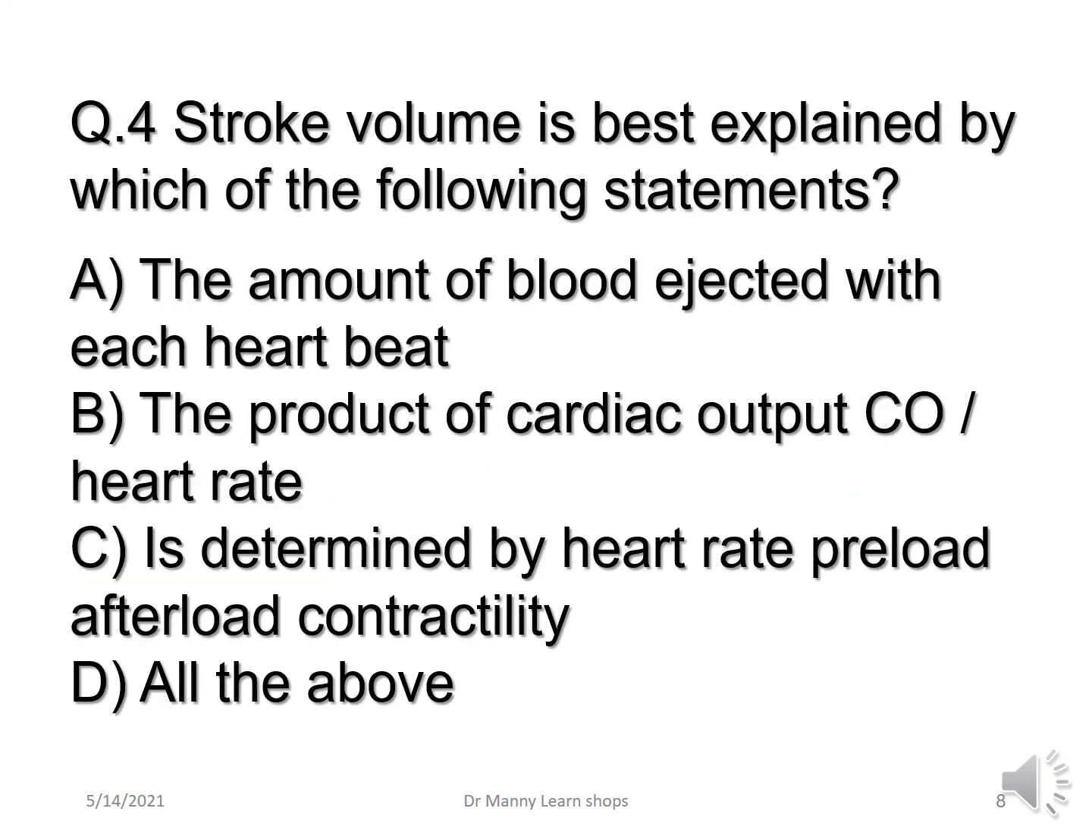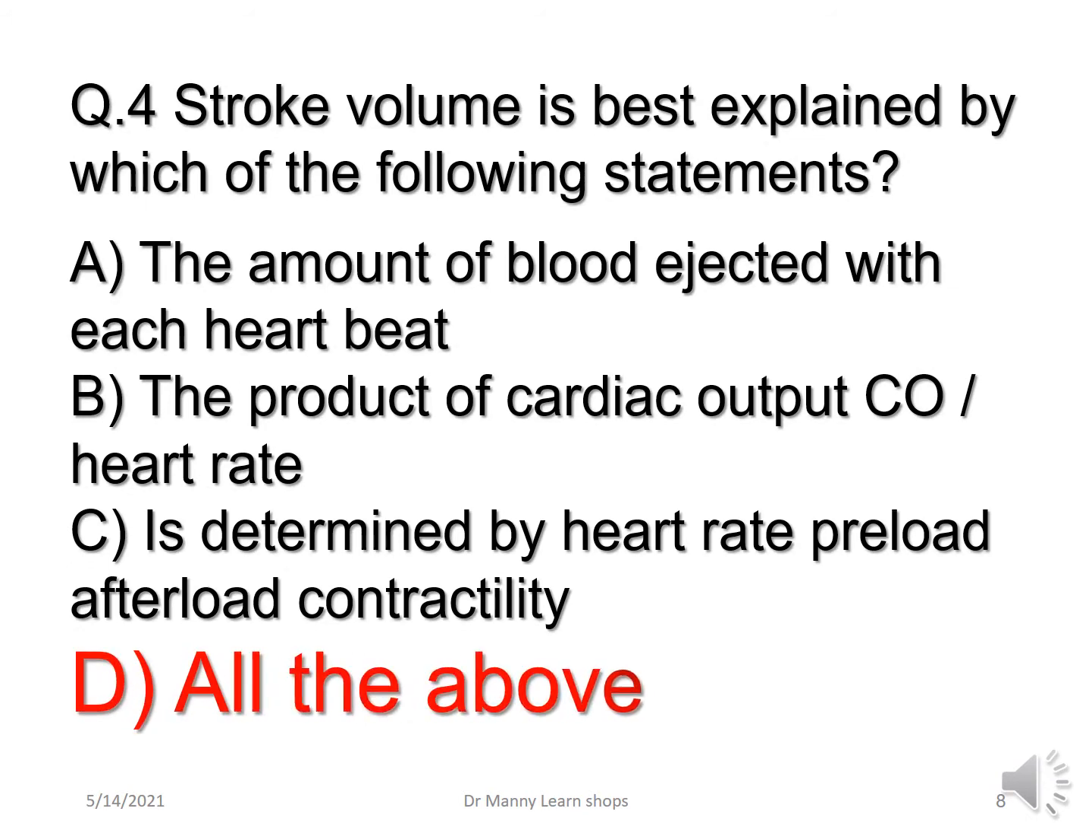Stroke volume is best explained by which of the following statements? It's the amount of blood ejected with each heartbeat. It's the product of cardiac output divided by heart rate. It is determined by heart rate, preload, afterload, and contractility, or is it all of them? The correct answer is it's all of them.